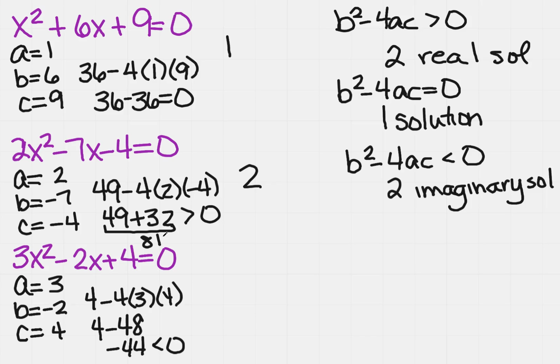Now we've looked at the one at the bottom. Hopefully you worked it out and you got the minus 44, which we know is less than 0. So if the discriminant is less than 0, you're still going to have two solutions, only this time they're going to be imaginary solutions. And they are actually going to be complex conjugates. So make sure that you've studied the chart and that you understand how to interpret it based on these types of examples.